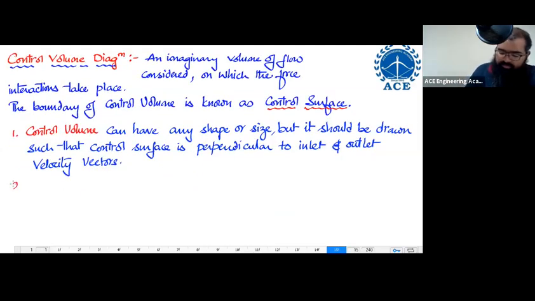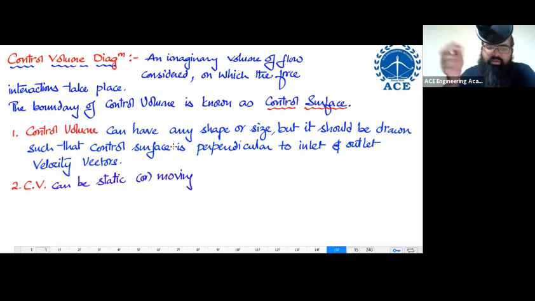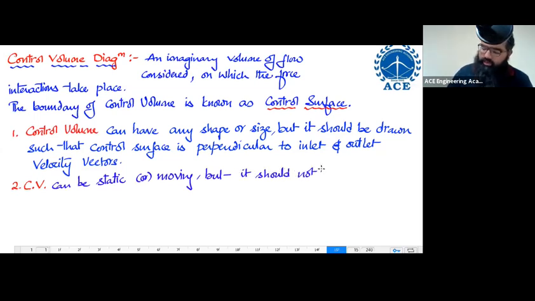Second point over here. I'll write CV from here onwards for control volume. The second point is that the control volume can be static or moving. You can have a moving control volume, you can have a static control volume, anything is fine. But there is a condition now. What is the condition? It should not be accelerating. The control volume should not be accelerating.